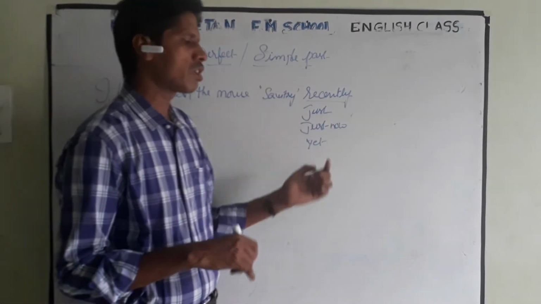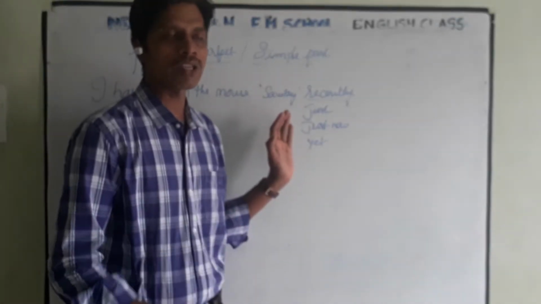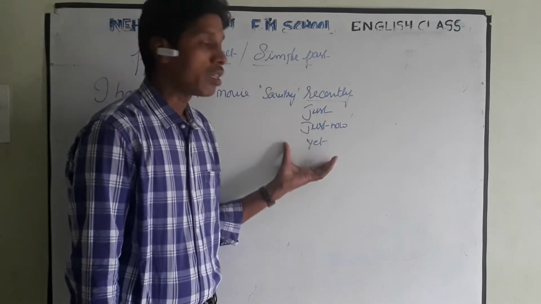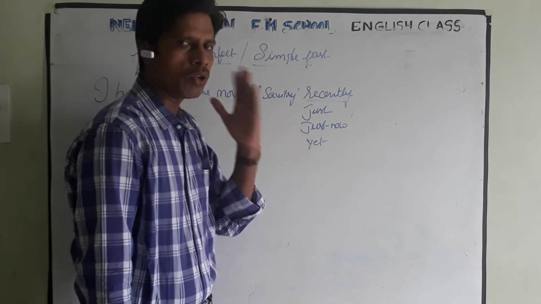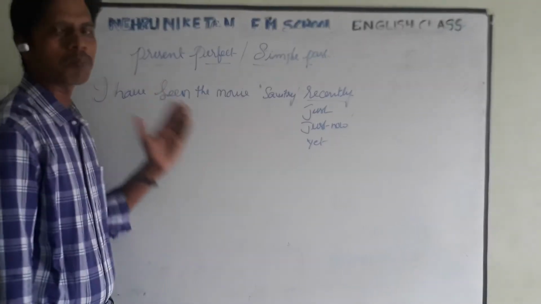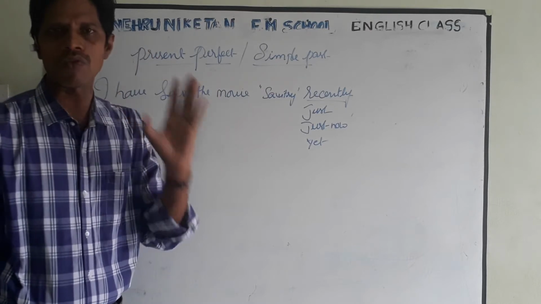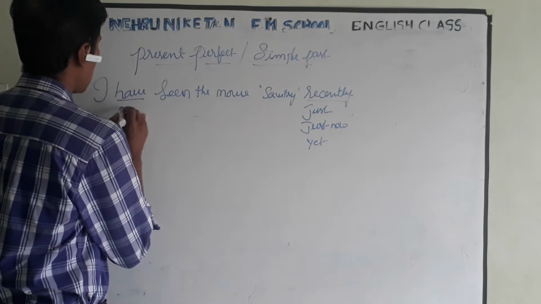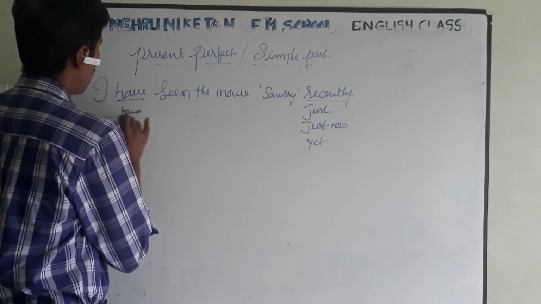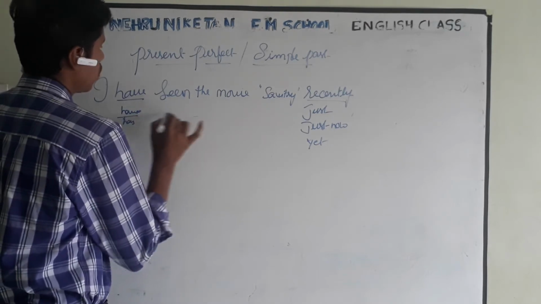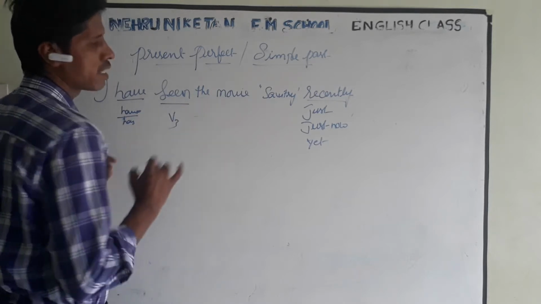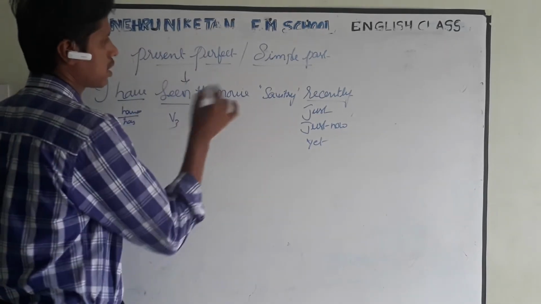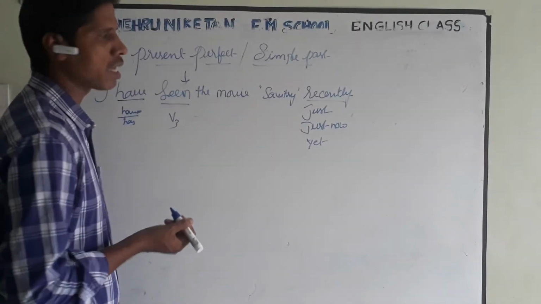These words we call adverbs of time. When you see these words in a sentence, automatically you may find this is the present perfect tense. You have to remember it in such a way. Here, see, have plus or has plus V3. This is the structure of the present perfect tense.